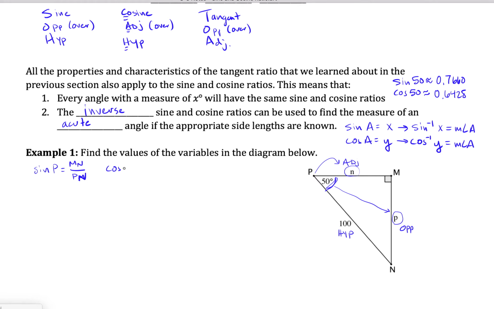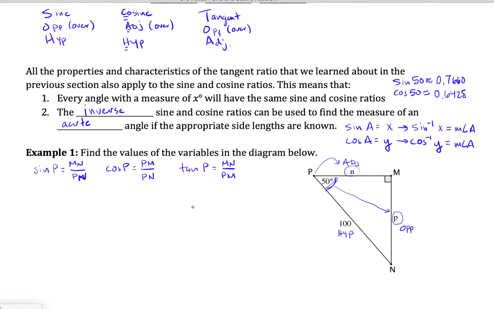We would know that the cosine of angle P would be adjacent, or segment PM, over hypotenuse, which is segment PN. And we would know that the tangent of angle P would be the opposite, or segment MN, over the adjacent, which is segment PM. Now if we start filling in some values or variables for these three measurements that are involved in each one of these ratios, the angle measure and then the side lengths, we should be able to tell what we can use to find p and what we can use to find n.